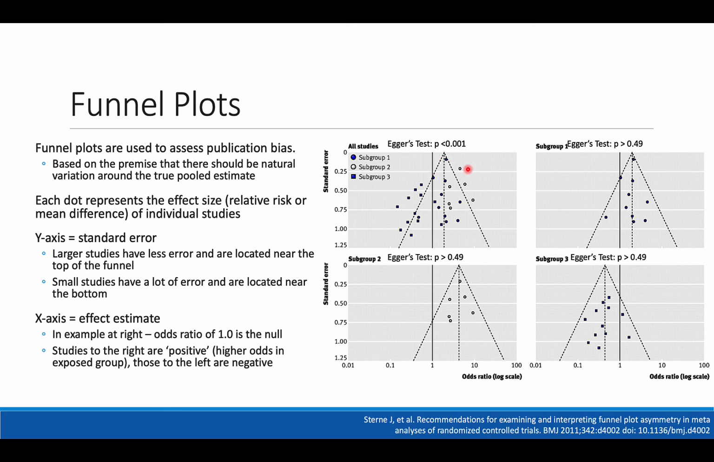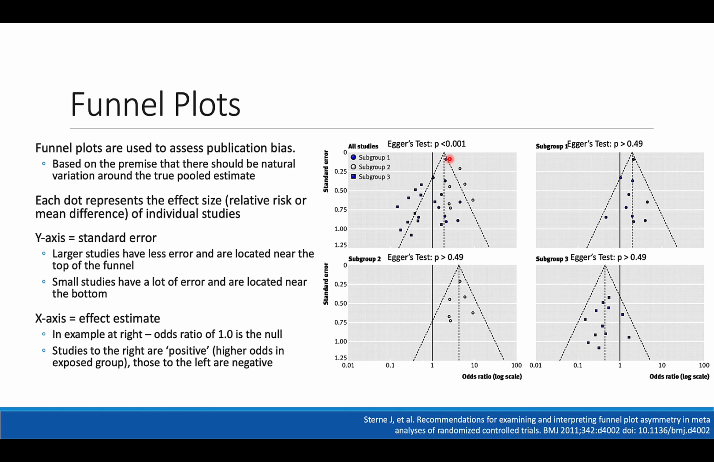The other 2 lines here that fan out at an angle represent where 95% of studies should most likely fall if there is no significant heterogeneity or publication bias involved. So for this first subgroup here in this upper left-hand corner, you can see that there's a lot of variation outside of this funnel, meaning that there are studies which are very far skewed from one another and which likely reflect some form of publication bias.